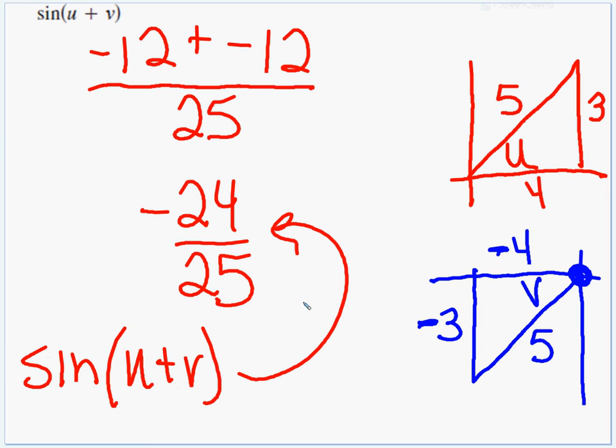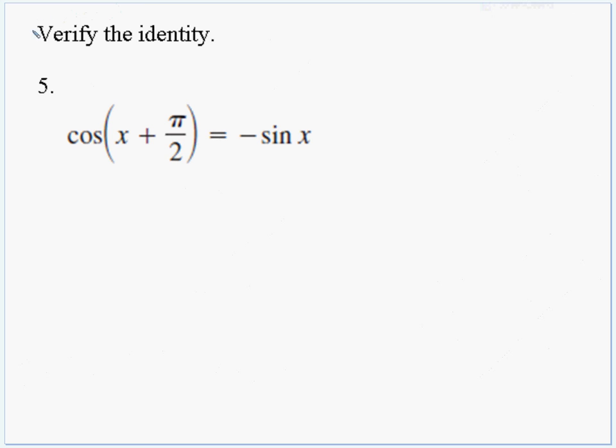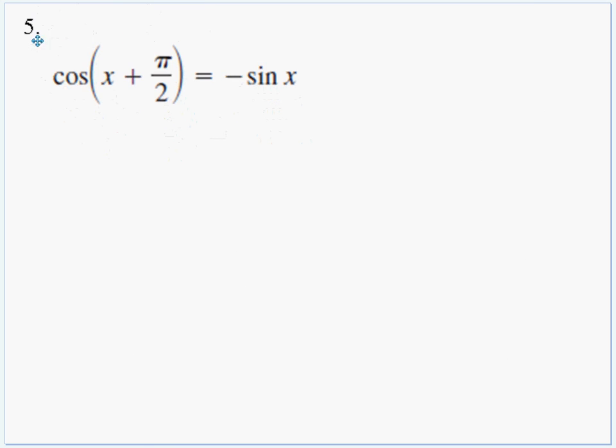All right. Okay, now for a couple easy ones to wrap this up. First, we're going to verify the identity. Remember here, we're making the left side look like the right side, so that's our finish line.